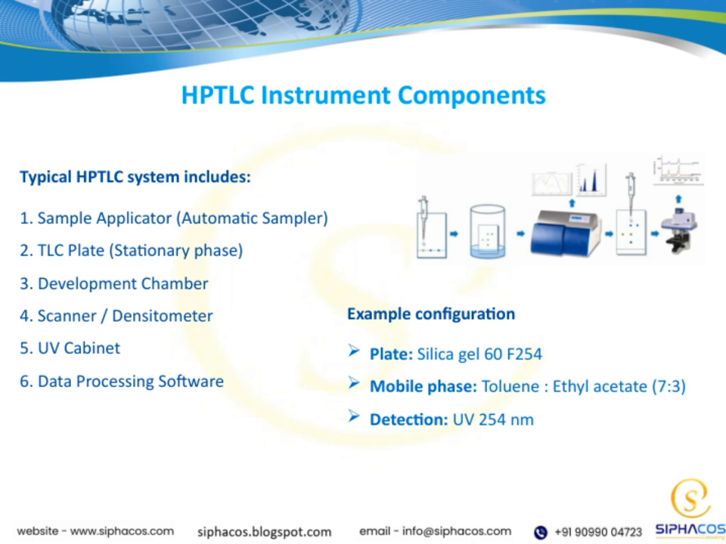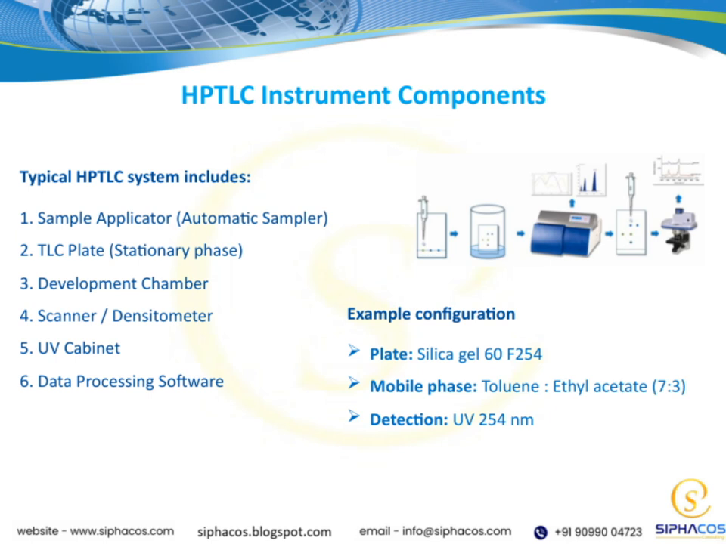Now, moving on to the HPTLC instrument components, a typical system includes several key parts. First, there's the sample applicator, often an automatic sampler, which ensures precise and consistent application of our samples onto the plate. Then, we have the TLC plate itself, which acts as the stationary phase where separation occurs. The development chamber is where the plate is placed to develop the chromatogram through solvent migration. Once the separation is complete, the scanner or densitometer analyzes the plate, capturing the spots or bands.